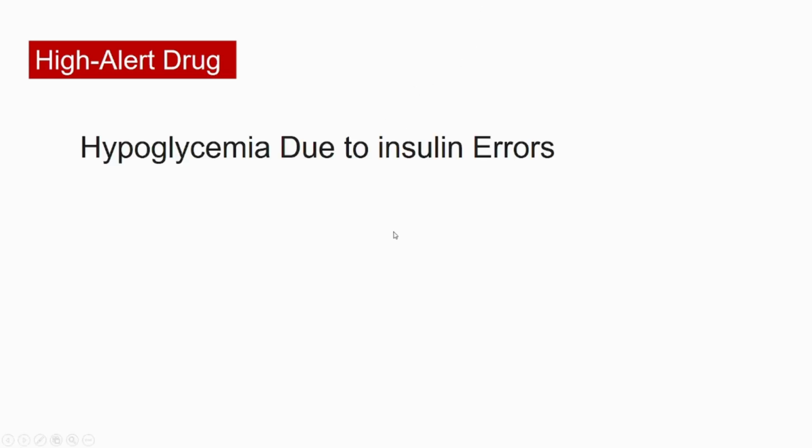Insulin is one of the drugs known to cause medication errors. Therefore, ISMP has designated this drug as a high alert drug. That means a drug error can result in potential harm to patients, so it requires extra precautions. ISMP has made recommendations on what kind of precautions have to be taken when dispensing high alert drugs. Errors in insulin administration or insulin dosing generally result in hypoglycemia.